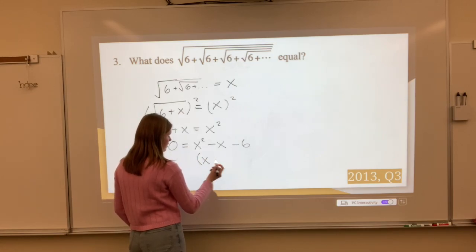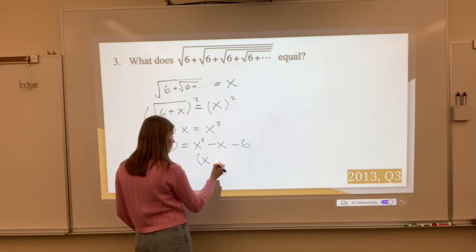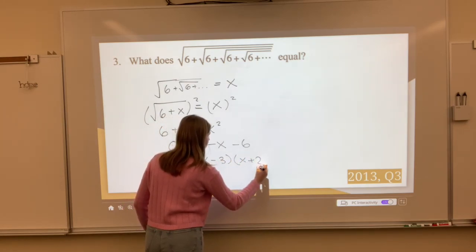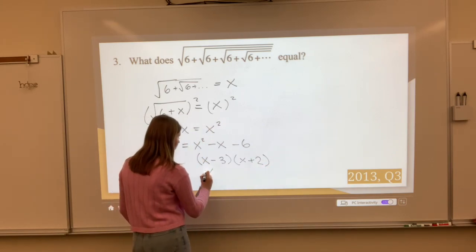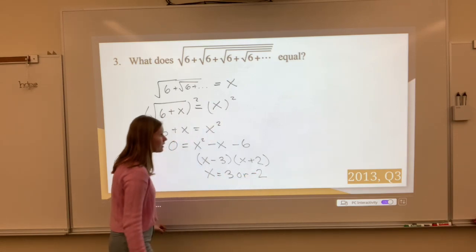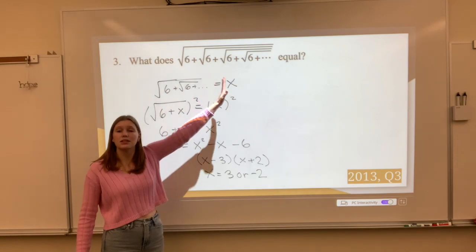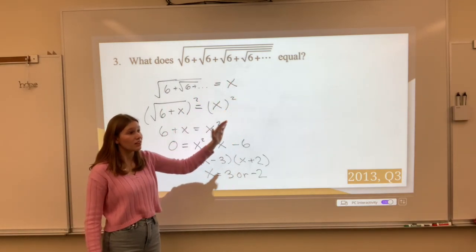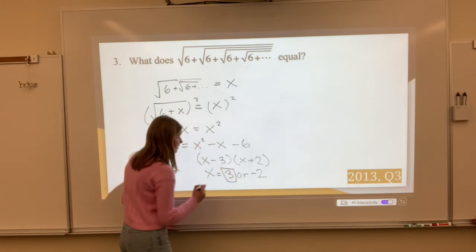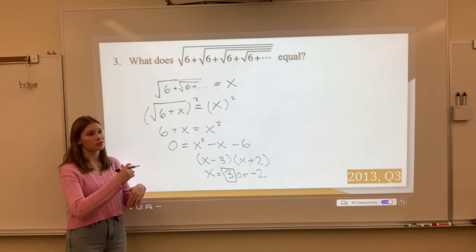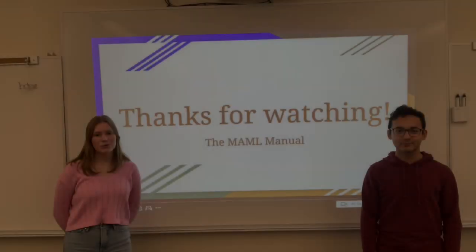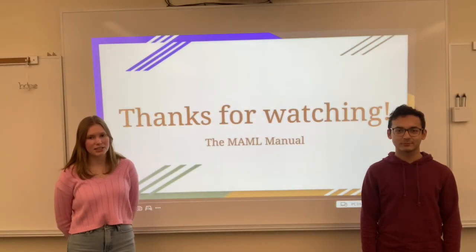So we have in factored form x minus 3 times x plus 2. So we know that x is either equal to 3 or negative 2. This number is not going to be approaching a negative number. So our only answer here, our only solution, is going to be 3. So the square root of 6 plus the square root of 6 plus the square root of 6, our answer is 3. This was our video on Meet number 3, topic number 2, exponents and radicals.